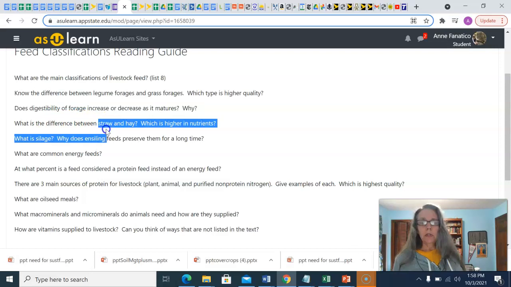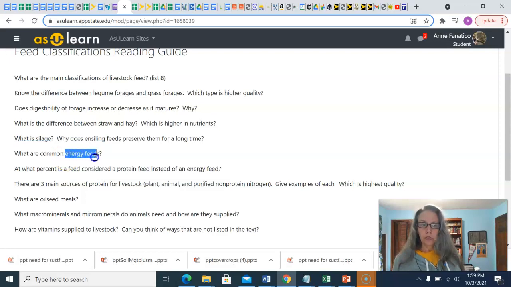So we looked at the difference between straw and hay. Hay is very high quality for livestock, and we looked at what ensiling is for silage. So all of these are for pasture, or it's for harvesting good quality hay, or it's for harvesting silage. But some animals need more concentrated sources of feed, for example, poultry and pigs.